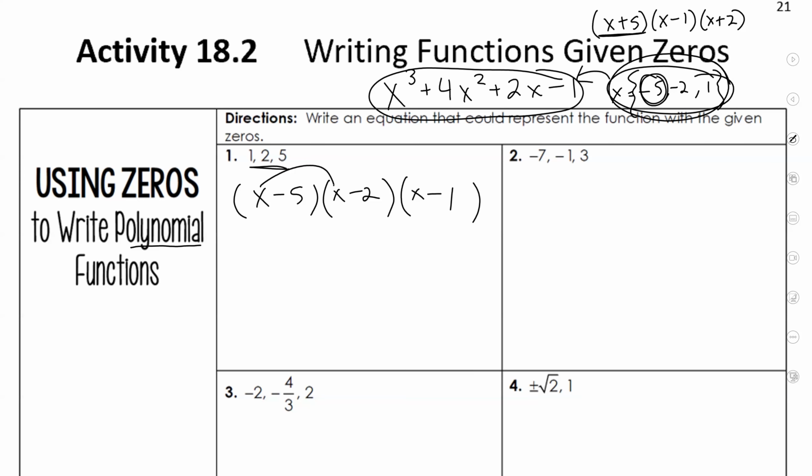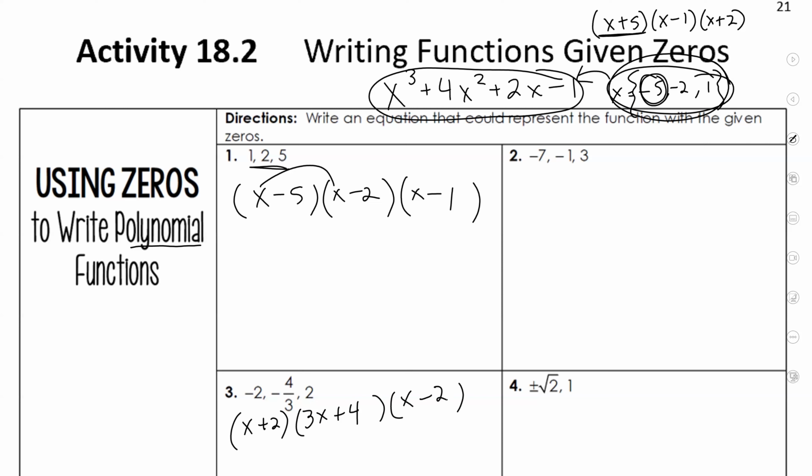What was the factor that goes with -2? X plus 2. And what about -4/3? 3x plus 4. Perfect. Ooh, y'all are so smart. And the last one is k minus 2. So guys, to get the polynomial, you would just have to multiply all this together.